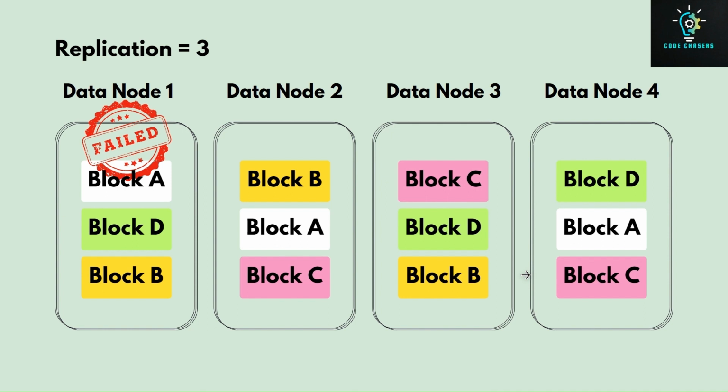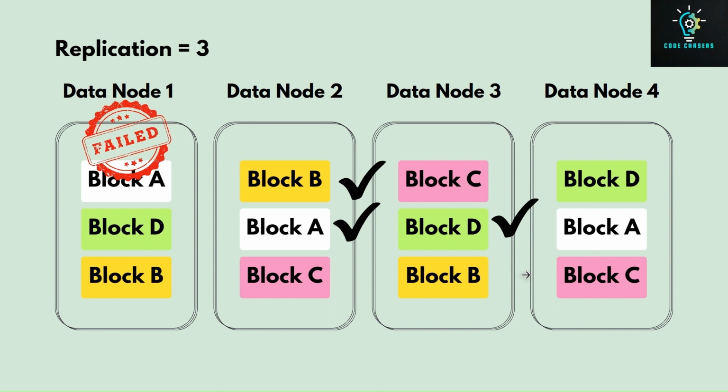So the replicas which are present in other nodes come to the rescue. That means the replicas of blocks A and B present in data node 2, and the replica of B present in data node 3, will come to the rescue and allow the process to run smoothly without the loss of any data.